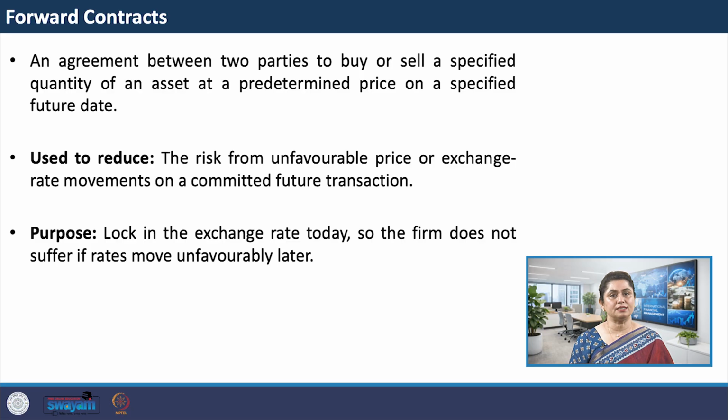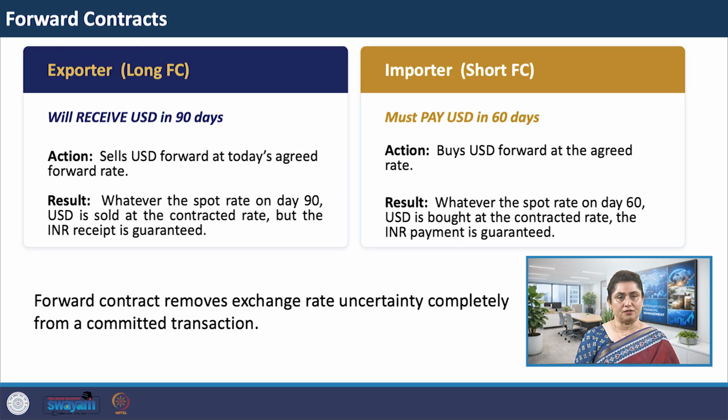A forward contract is an agreement between two parties to buy or sell a specified quantity of an asset at a predetermined price on a specified future date. These contracts are used to reduce the risk arising from unfavorable price or exchange rate movements in the future. The purpose of the forward contract is very simple. It allows the firm to lock in the exchange rate today so that it does not suffer if exchange rates move unfavorably in future. How does it work for different parties?